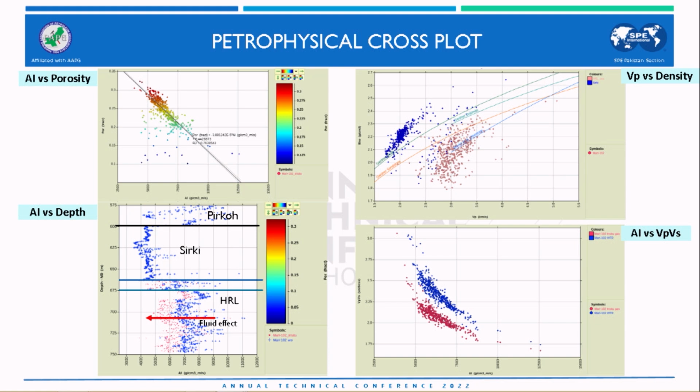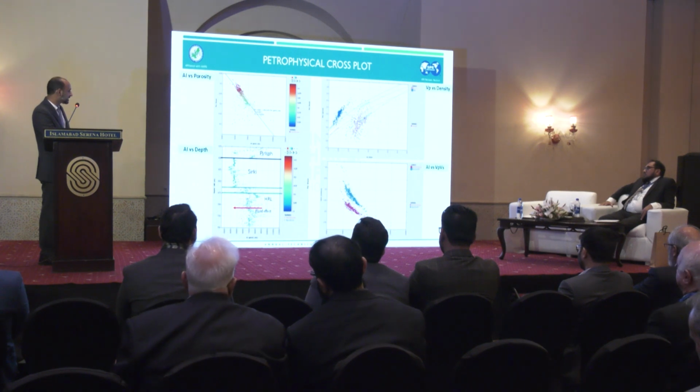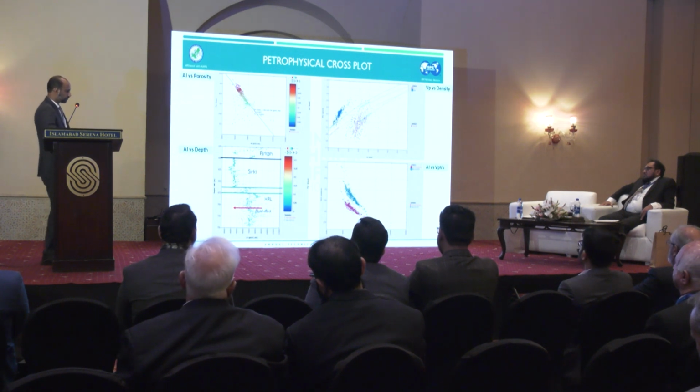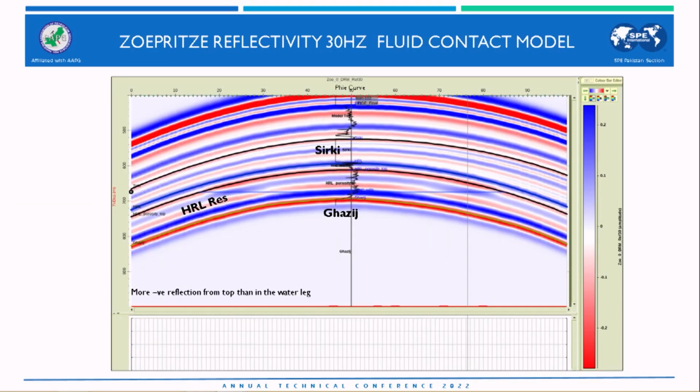Same is the case with this cross plot, that in case of gas and in case of brine, the VP/VS ratio are quite separated from each other. So all these things were carried into our forward modeling, which will be coming in the next section.